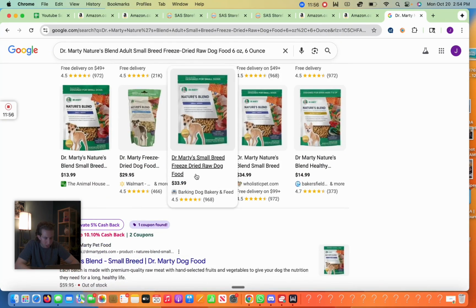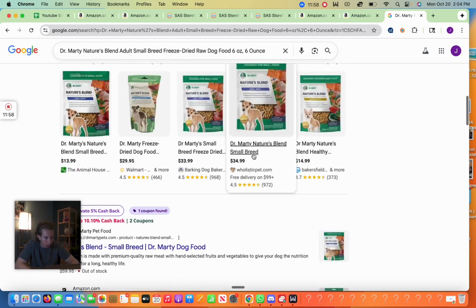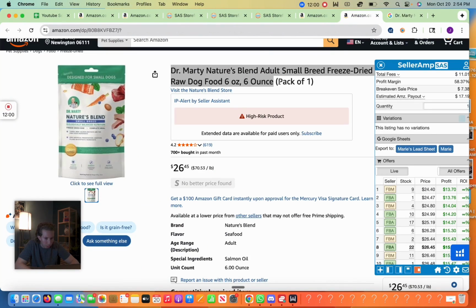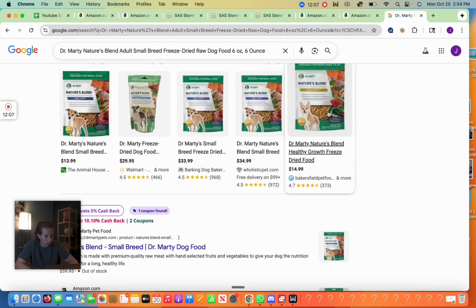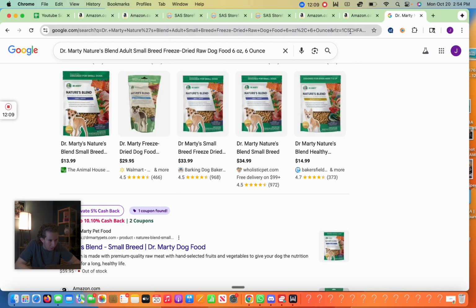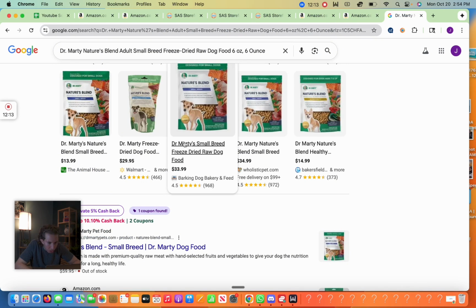Let's see here. So you can see I'm scrolling down to find some potential suppliers. We have this one. Let's see if we can match the products here. We have adult, small breed, freeze dried food, 6 ounces. So we're looking for 6 ounces. And is there a flavor? Small breed. Okay, so this one here.